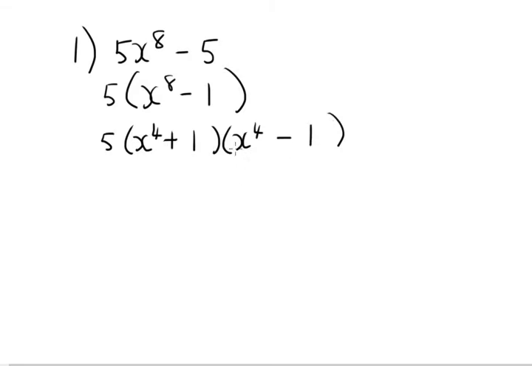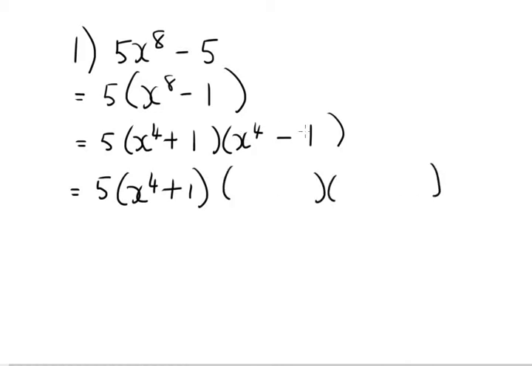What's interesting about this one is that I can factorize this further as well. If you haven't factorized that further, you can. So I've got x to the power of 4 plus 1 over here, and then same principle. There's two terms, there's a negative in the middle, both are perfect squares, so it's plus minus square root of x to the power of 4, which is x squared, and a 1 and a 1. But this here is also a difference of two squares, because that's a perfect square, that's a perfect square, there's a negative in the middle.